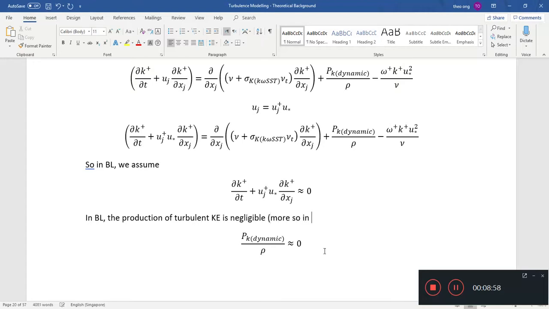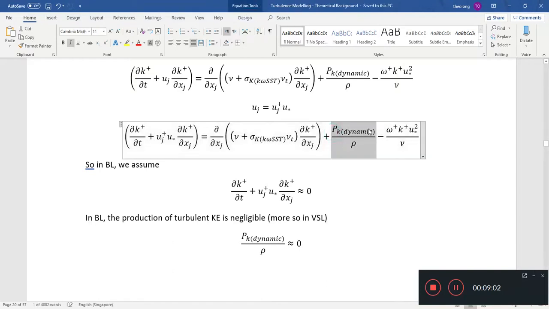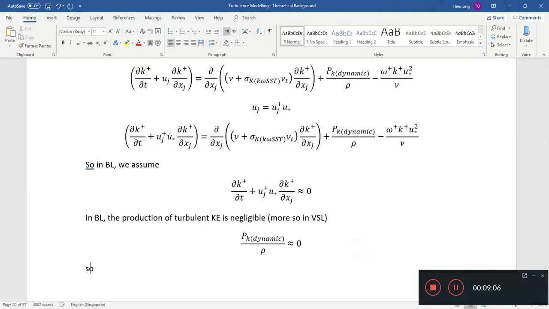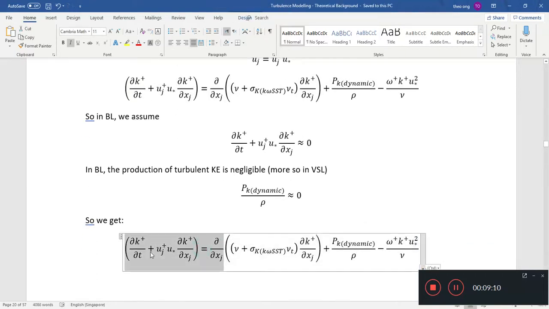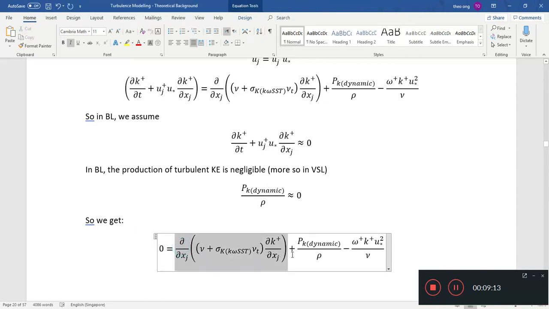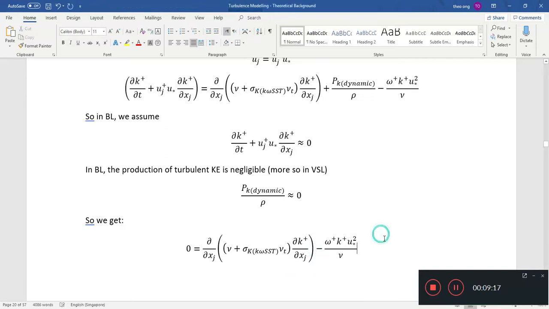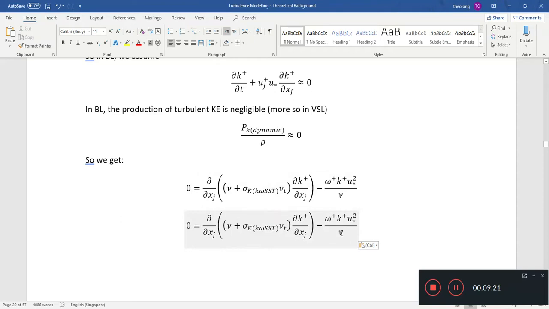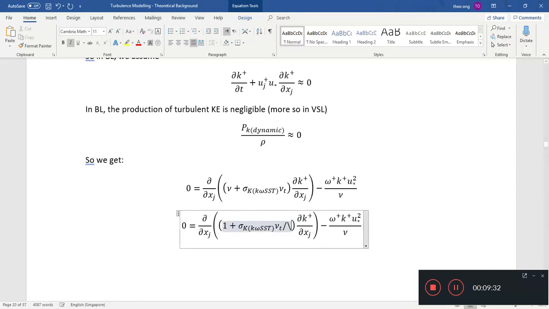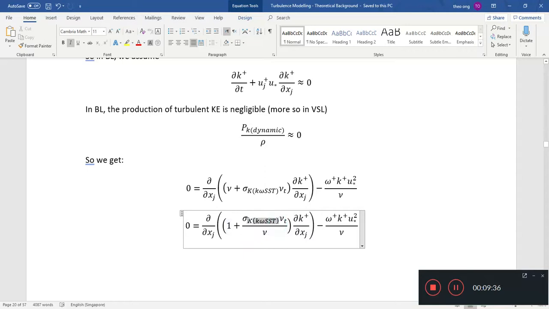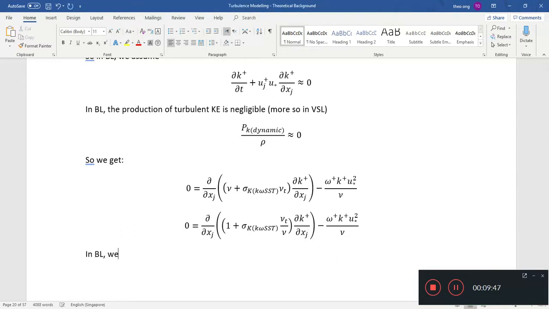More so in the viscous sublayer region. So we get this, and then this equals 0, and this is all we are left with. I can divide both sides by nu, and we will just get 1 as nu t over nu, standard equations. And there's this constant sigma k omega SST. I also want to do this non-dimensionalization. In the boundary layer, we only consider the y direction, so we simplify.